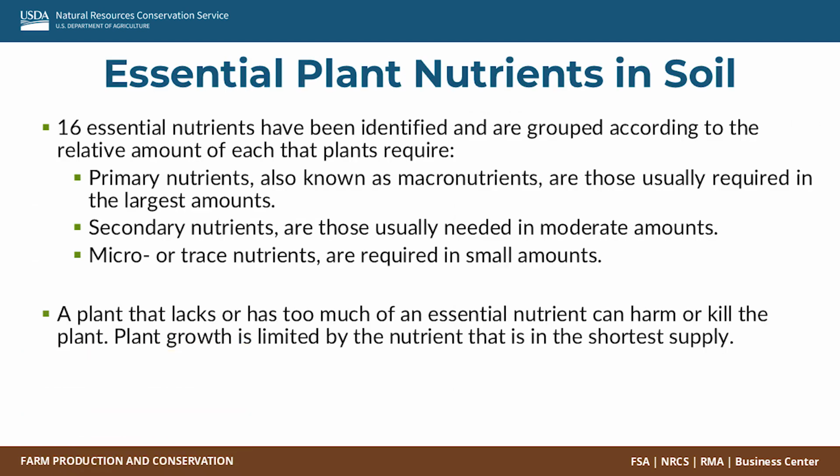So there are 16 essential nutrients, and they're broken down into primary, secondary, or trace elements. In the next slide, it'll show you a diagram of those nutrients as well as their functions within the plant. One thing to know is that a plant needs all these nutrients, because plant growth and health is going to be limited by the nutrient in least supply.